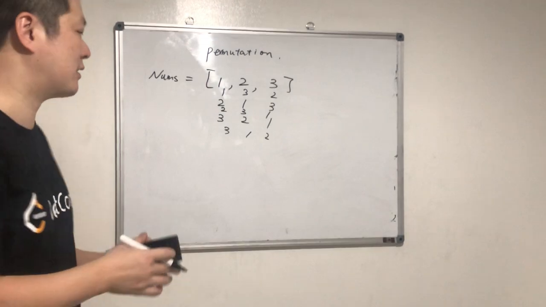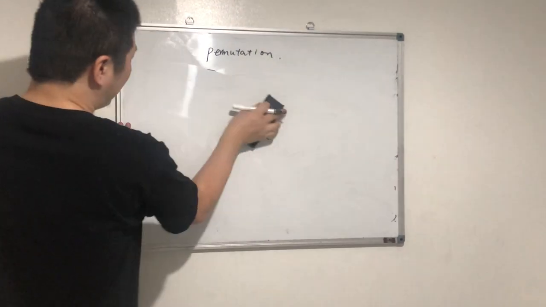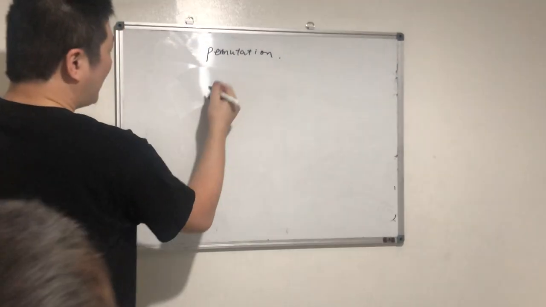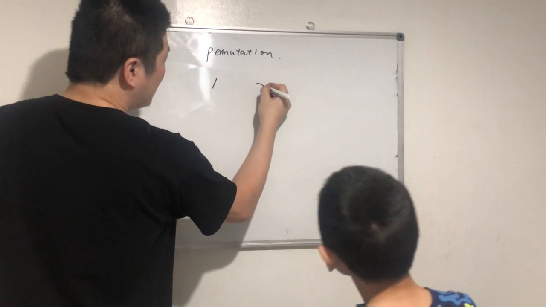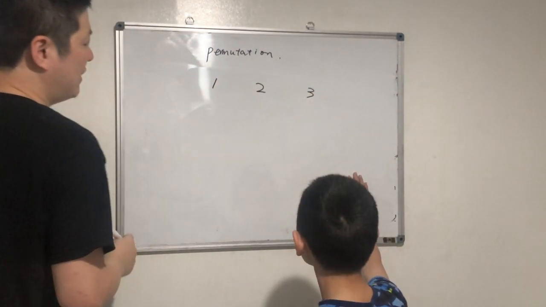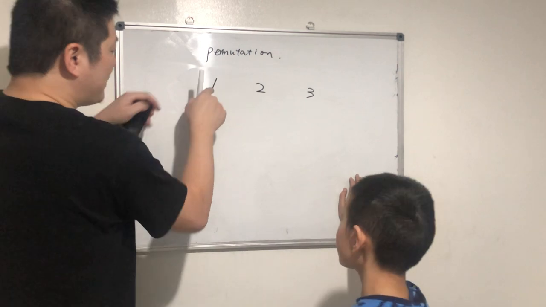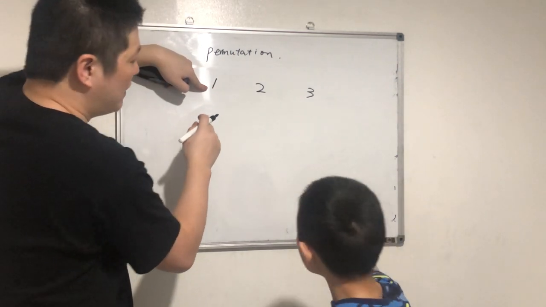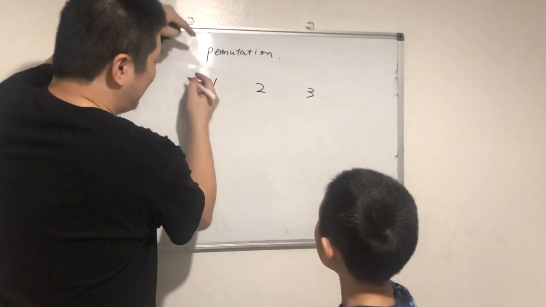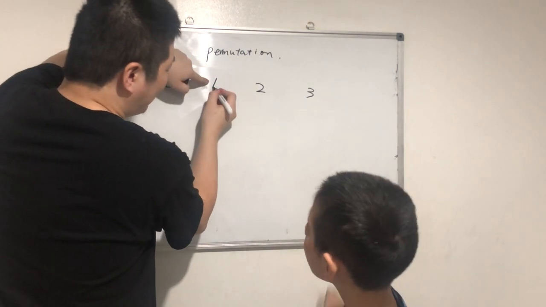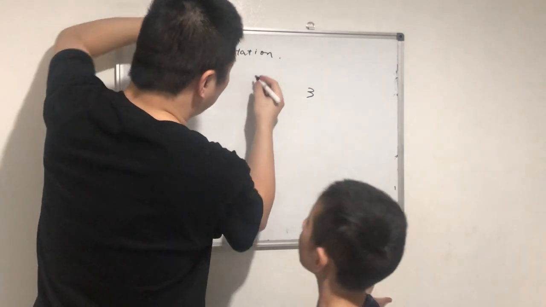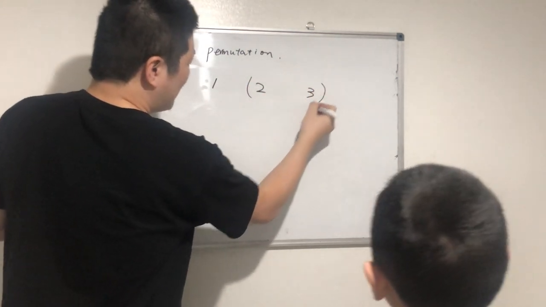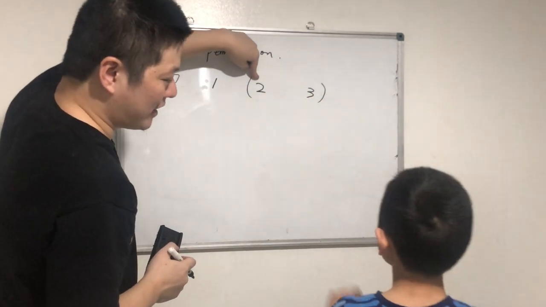Does it make sense? Look, I'll explain one more time. So this is like that. Look, 1, 2, 3. So now I'm at this position. I want to swap 1 with 1. Then that's one possibility, 1 and 1. And then I move to the next. Then the next permutation will be from here, right?